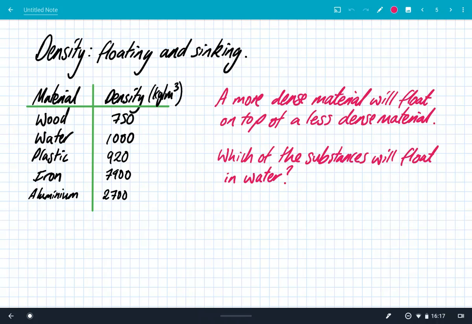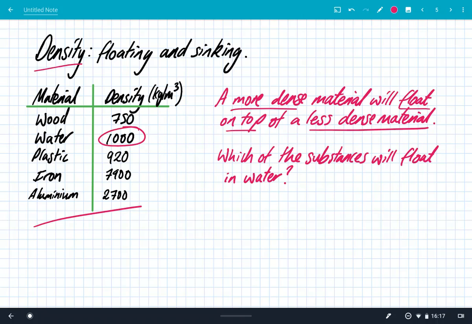So why is density important? One reason why it's important is to do with floating and sinking. And a more dense material will float on top of a less dense material. So let's have a look. Which of these substances in this table will float in water?